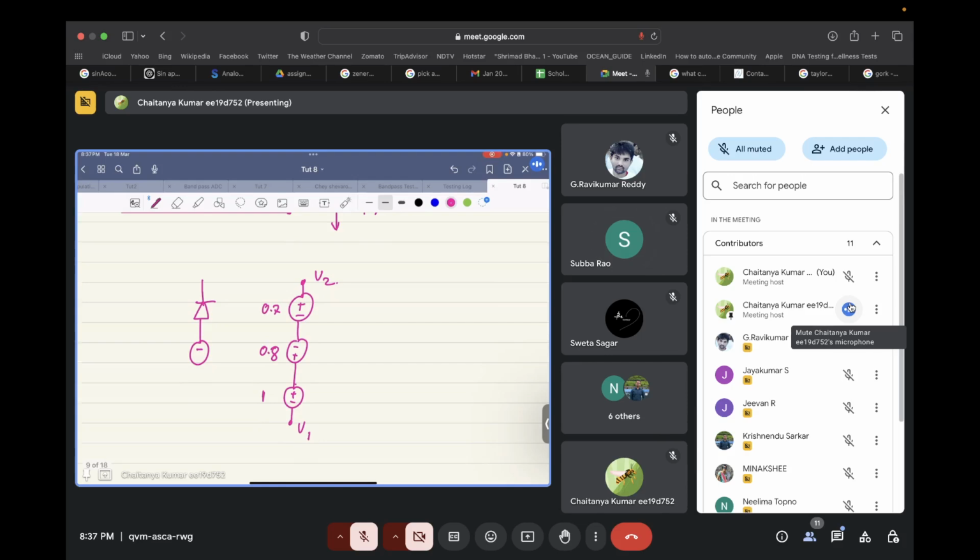If you start going from here to here, what will be this voltage? This will be V1, plus or minus? Minus V1. It will be minus, is it? Are you sure?